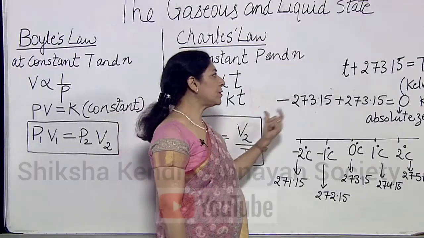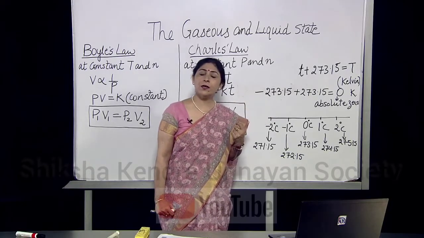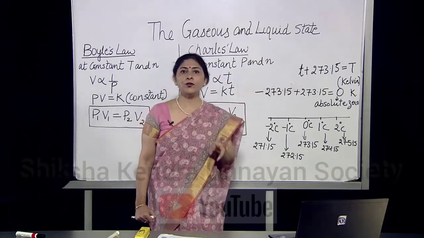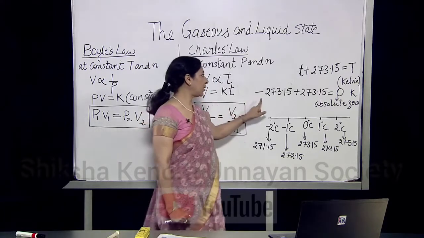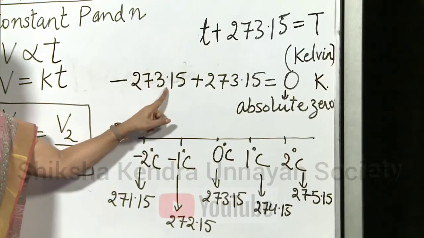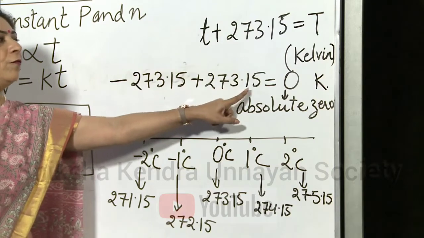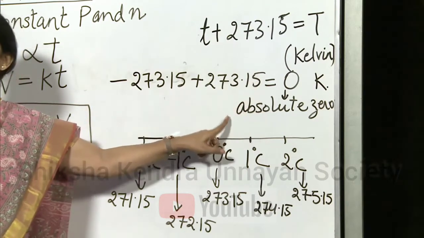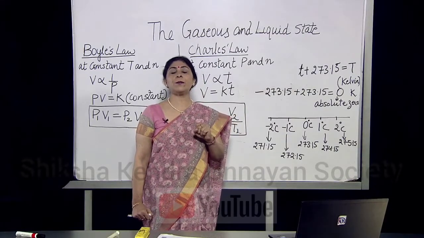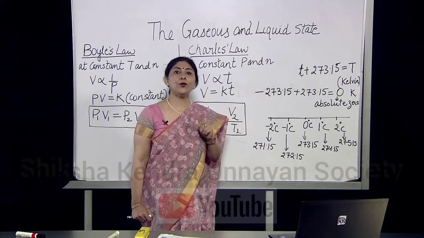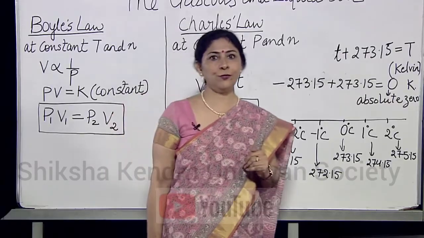Now, suppose if minus 273.15 temperature is there, so if you add 273 to it, what are we going to get? We get 0. So, 0 here I have mentioned. If we take this in degrees Celsius and you add 273.15, we get 0, which is the absolute 0. Now, absolute temperature is the temperature at which the volume of gas is 0. I hope this is clear to you.